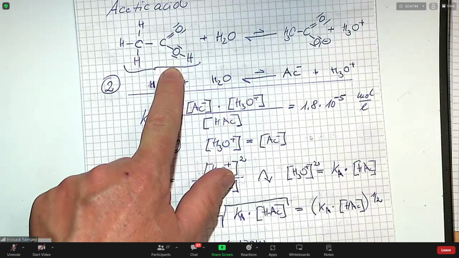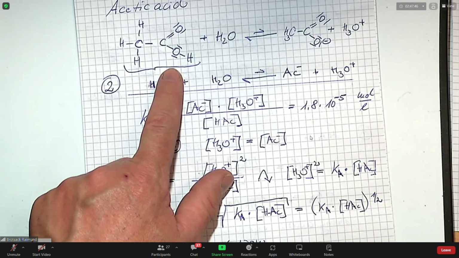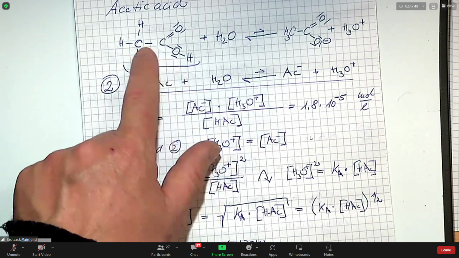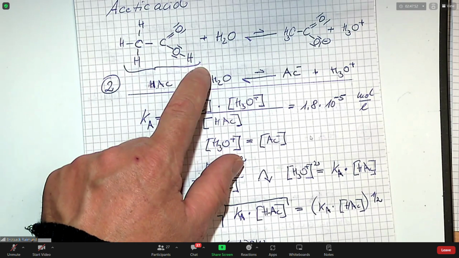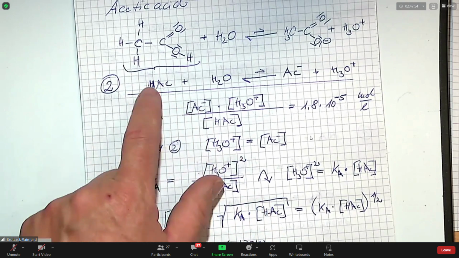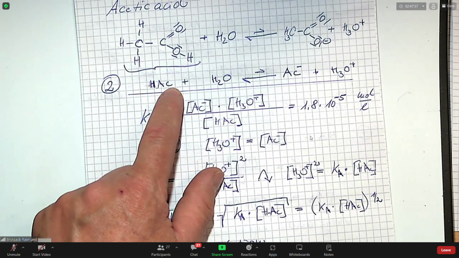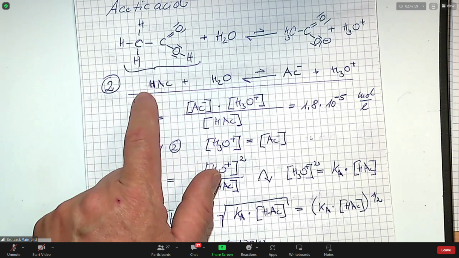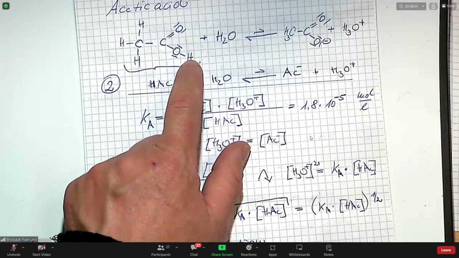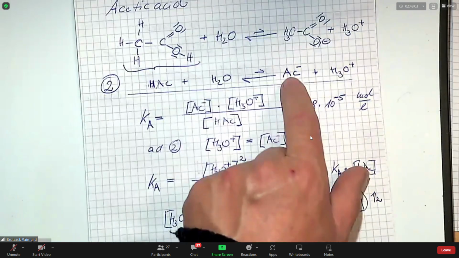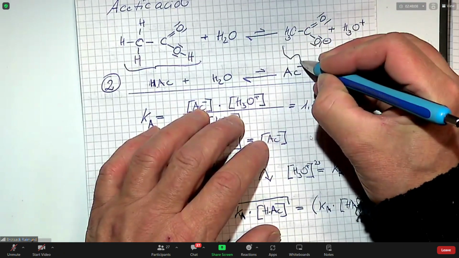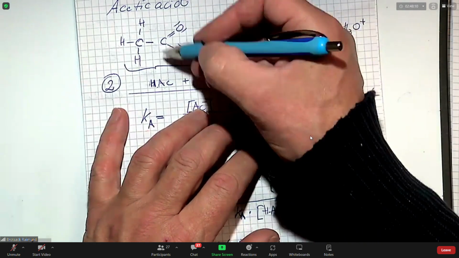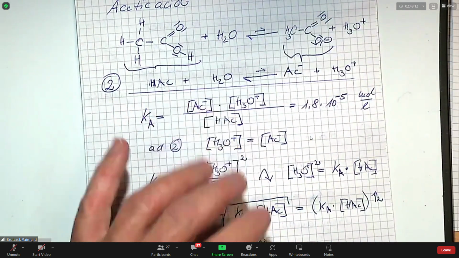The formula is that one. Acetic acid, CH3COOH, and we just call it now HS. It has one proton, which can be spent, this one, forming S minus. And that's HS. And what is the question now?